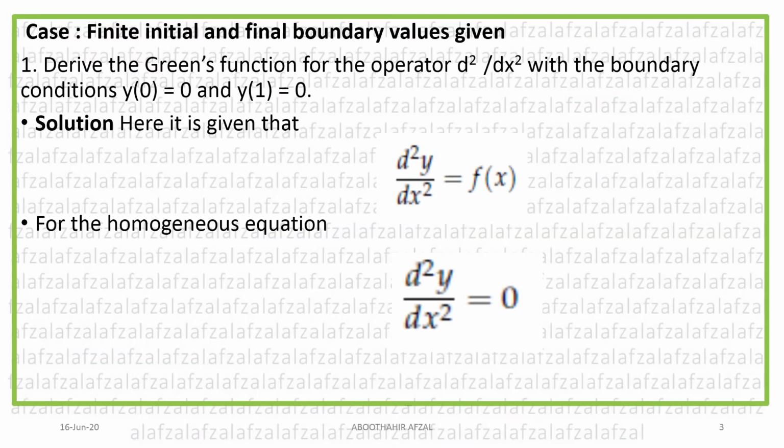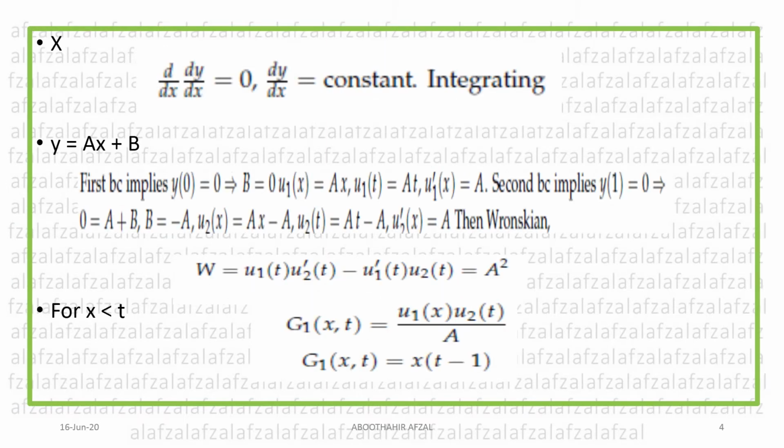First problem: derive the Green's function for the operator d square by dx square with the boundary conditions y of 0 is 0, y of 1 is equal to 0. So this is a case where the finite initial and boundary values are given. Suppose I have a homogeneous equation d square y by dx square is equal to 0, if I integrate it, you will get y equal to ax plus b.